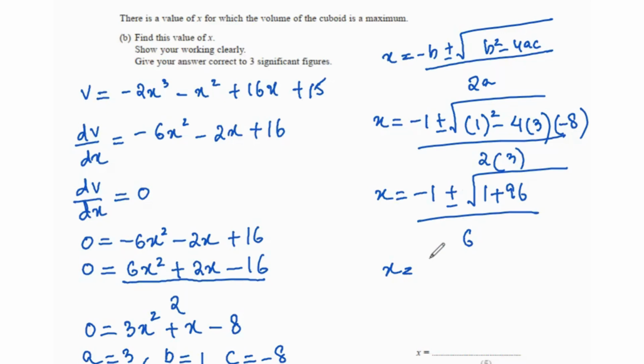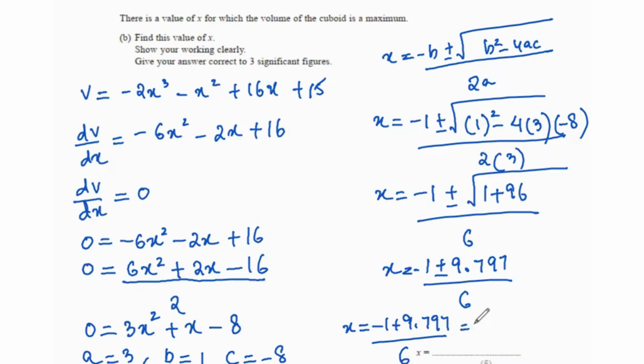Root of 96 is going to be 9.797, divided by 6. So one value of x is negative 1 plus 9.797 divided by 6, which gives us 1.47, because we want the answer correct to 3 significant figures. And then for the other one, it's going to be negative 1 minus 9.797 divided by 6. But we don't need the negative answer, because we have to find the value of x, and x cannot be negative because it's part of the measurement of the cuboid. So x is 1.47. That is your final answer for this.